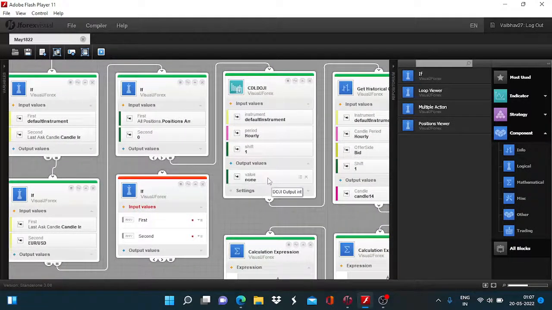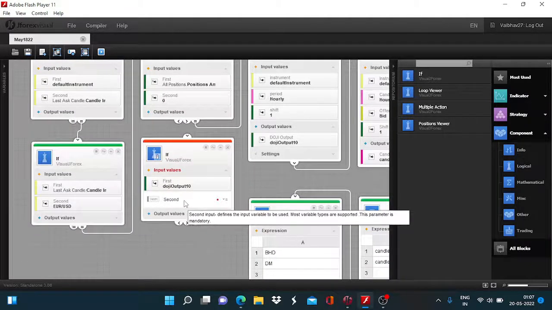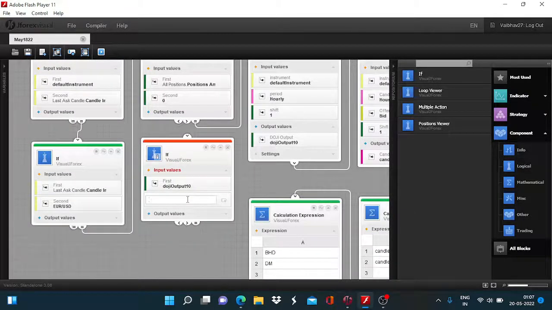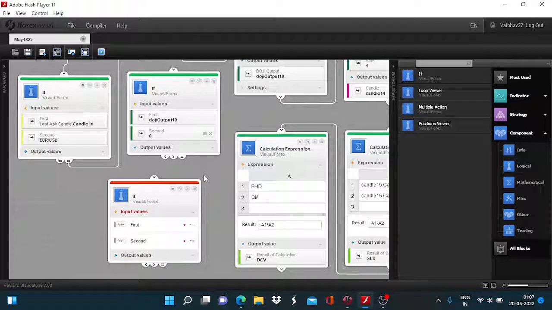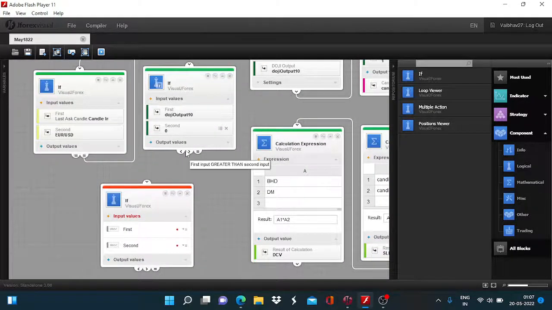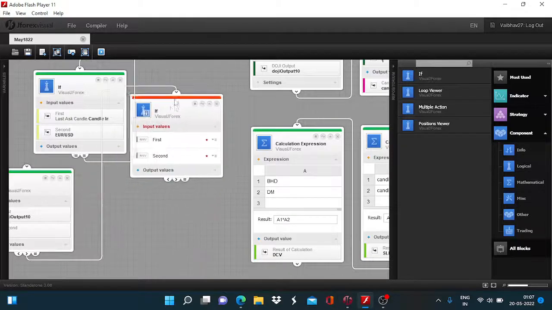So here we get this Doji output value, and it should be greater than 0. So first input greater than second input.